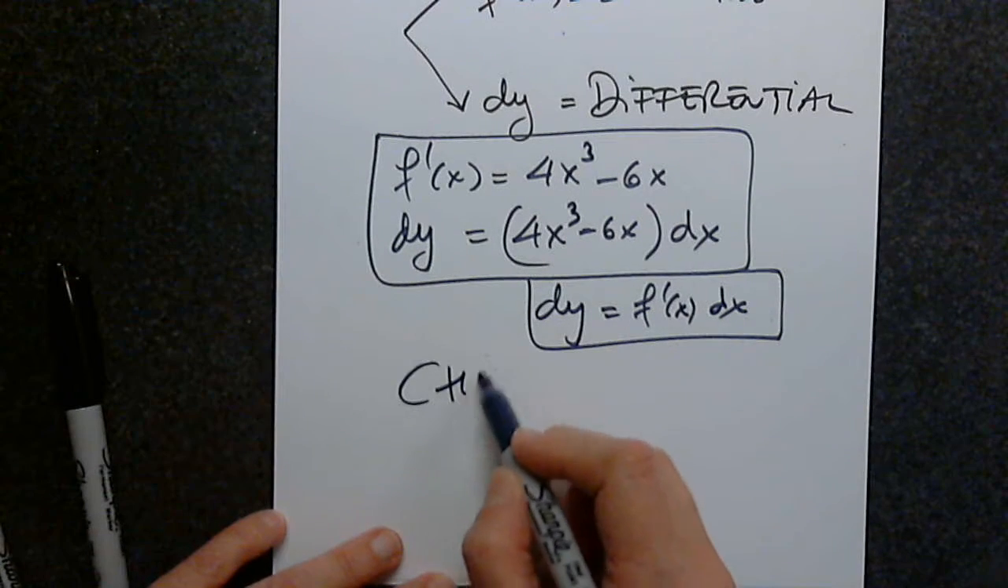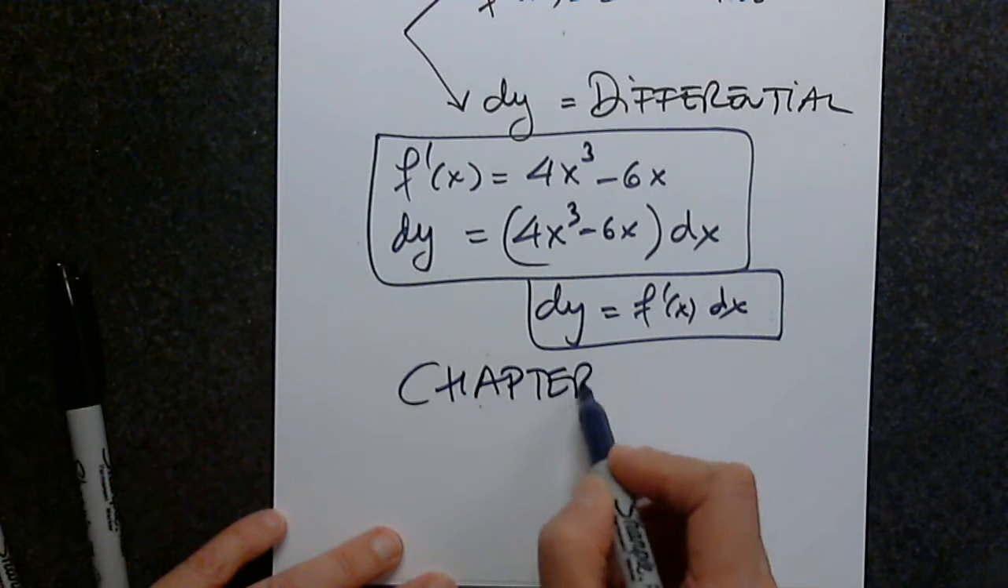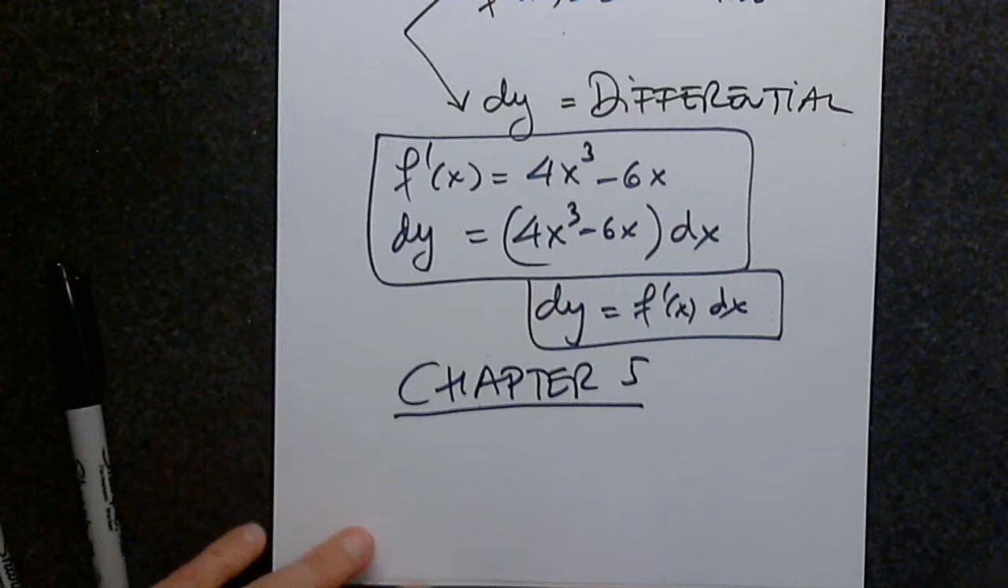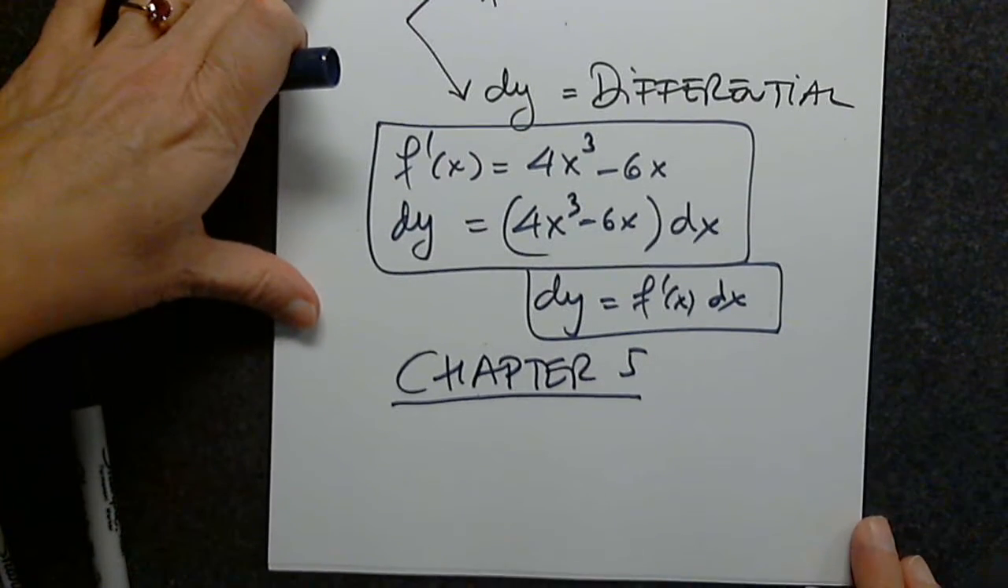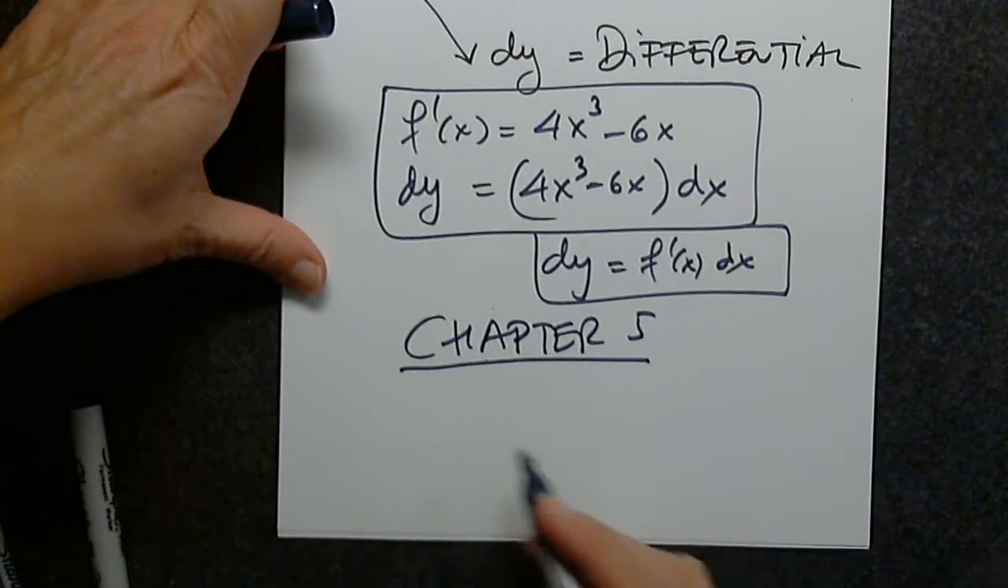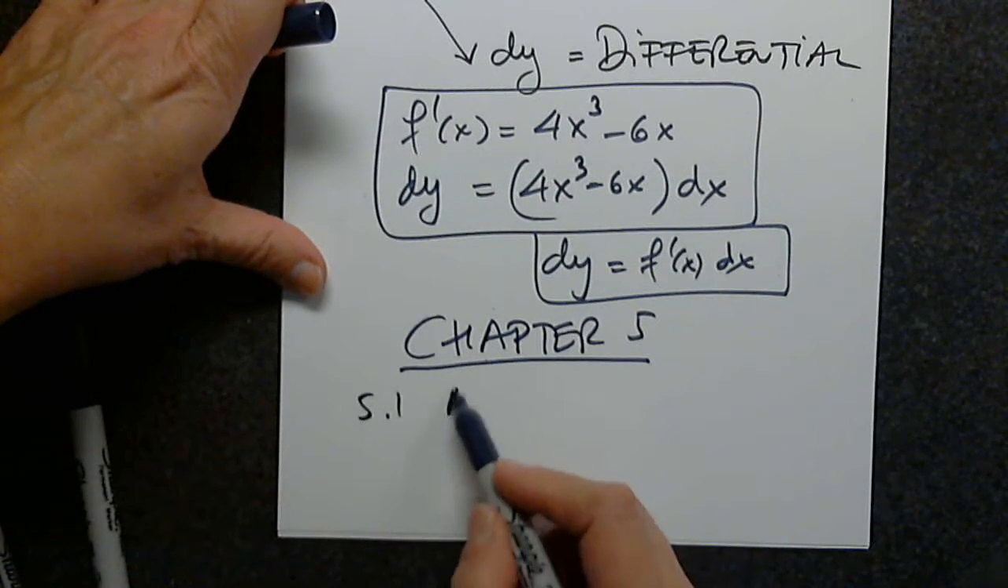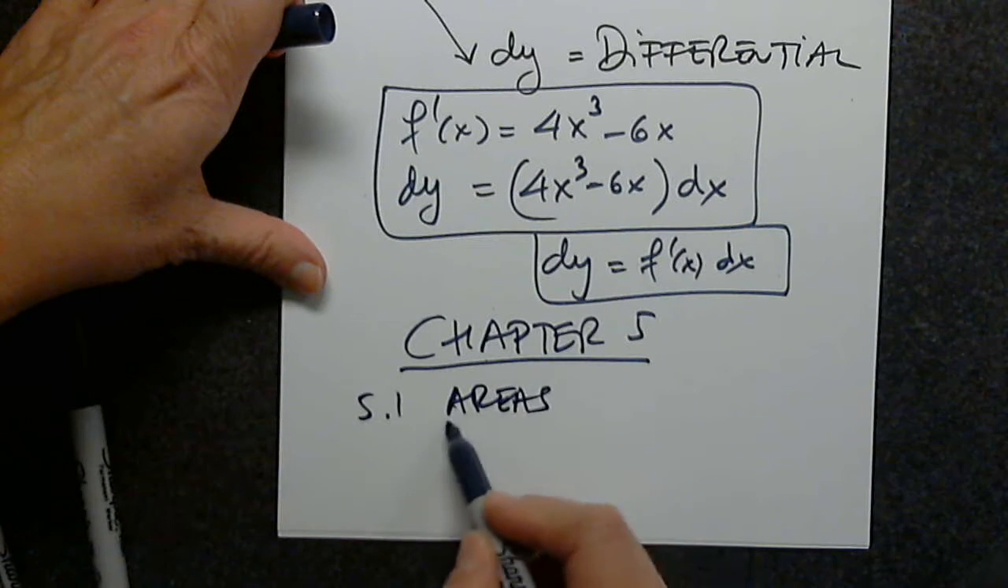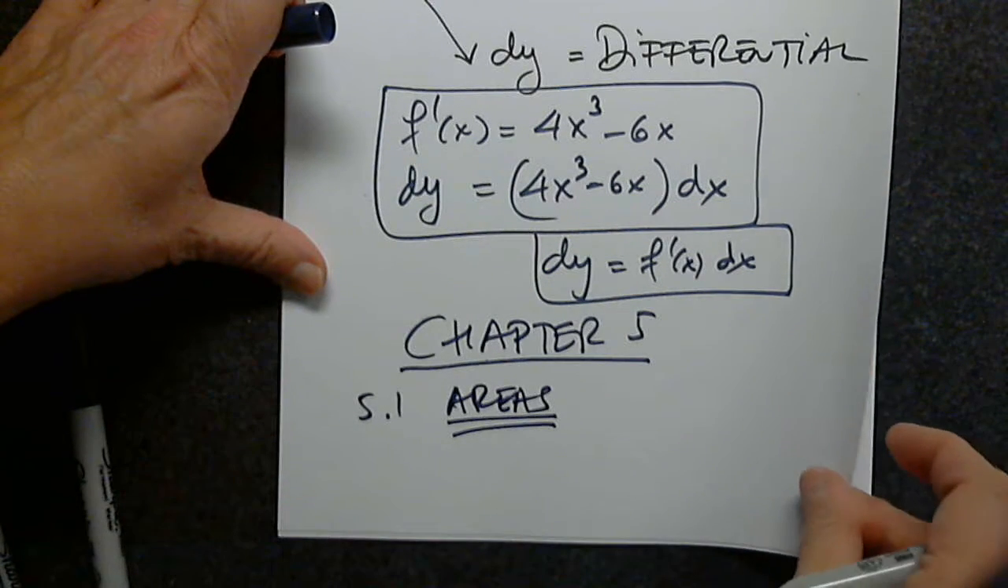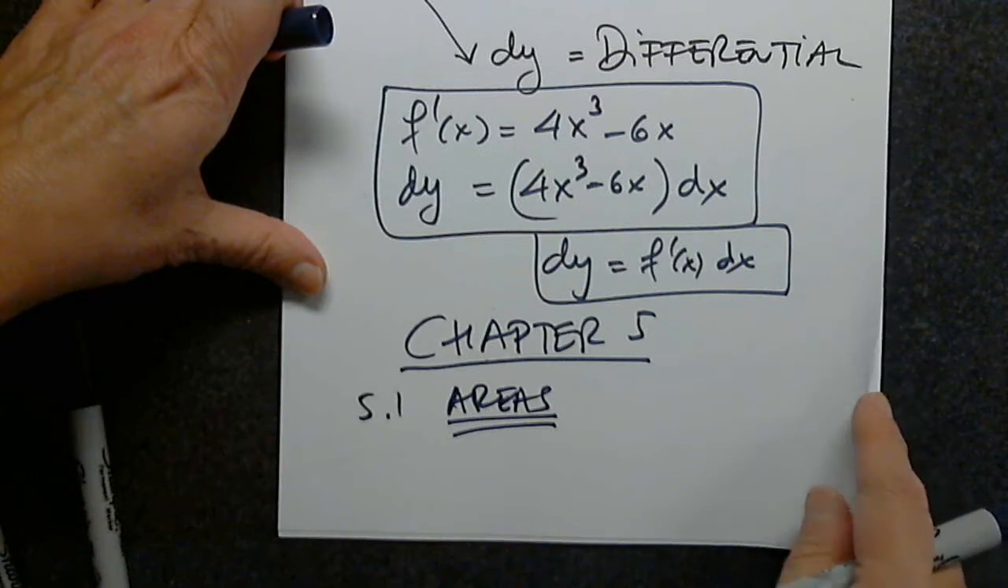Okay, chapter 5. I don't want to put the title because it takes me a while till I get to the title. So for now, it's just chapter 5. So in 5.1, I would like to look at areas. And you can say, what is that? What are you talking about? In a minute, you'll see.